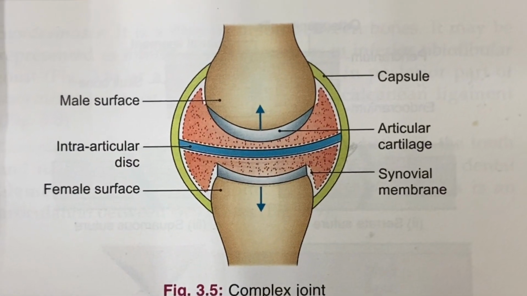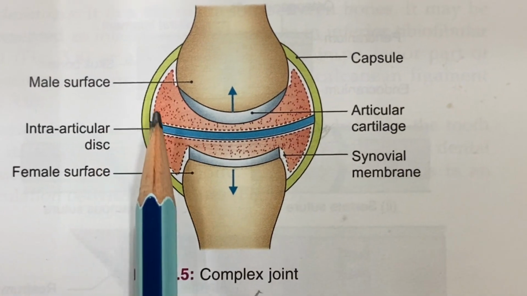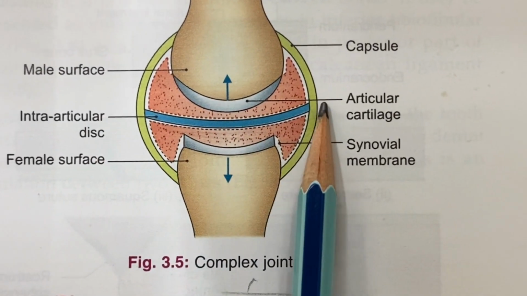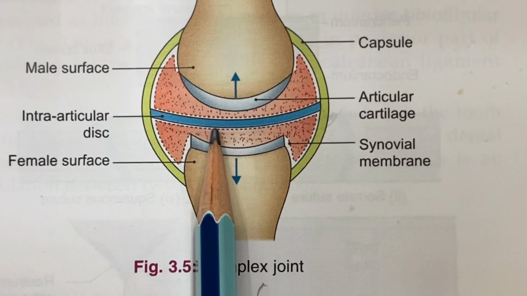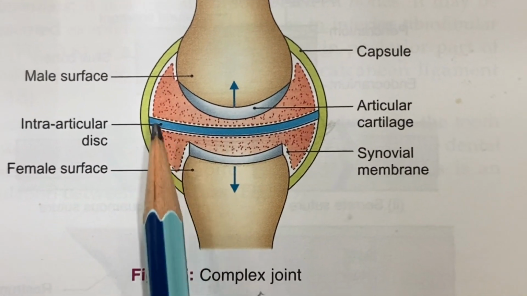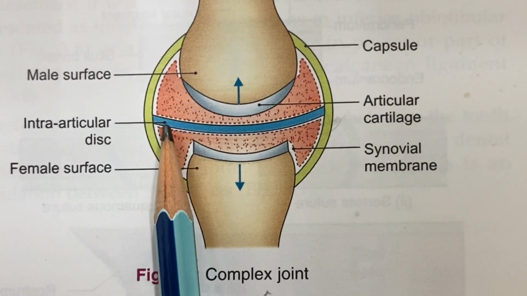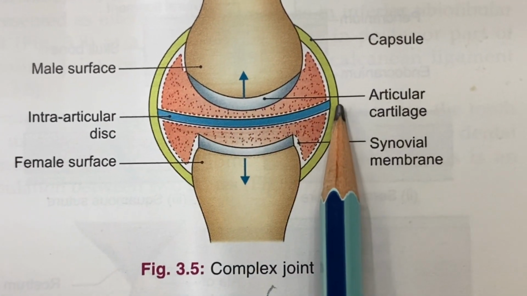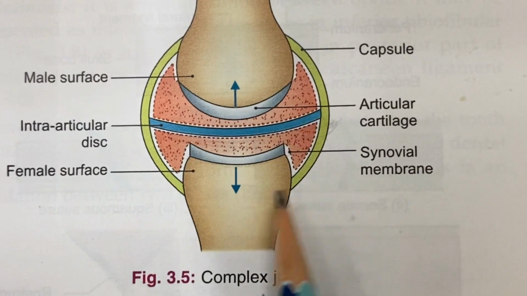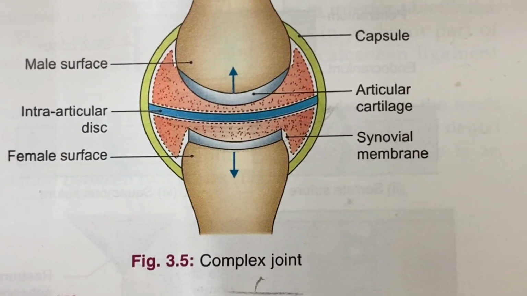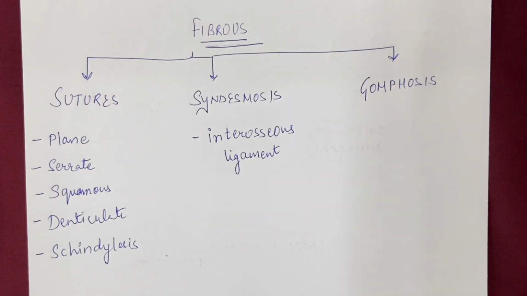If you see this diagram, you can see that there is a presence of an intra-articular disc right within the joint capsule. So this articular disc is dividing this joint cavity into two compartments. Whenever there is a presence of such an intra-articular disc, this kind of joint is known as a complex joint. Now today we are going to see the fibrous joints only.